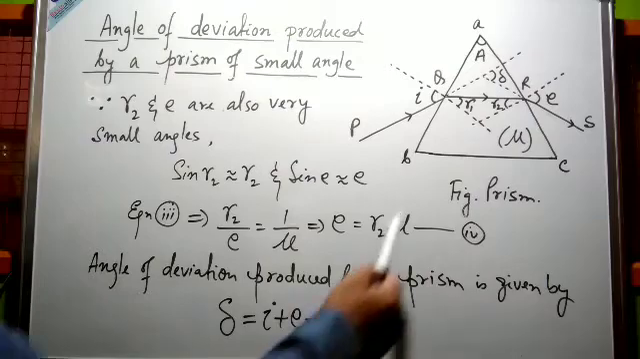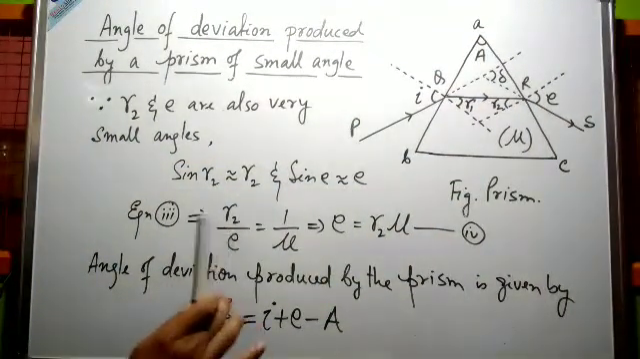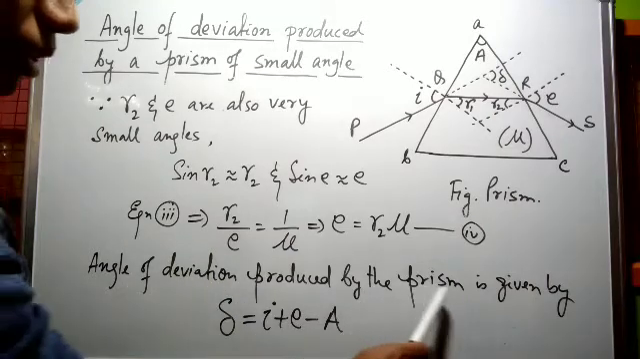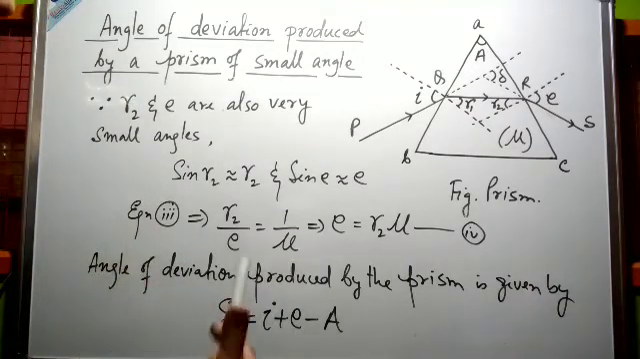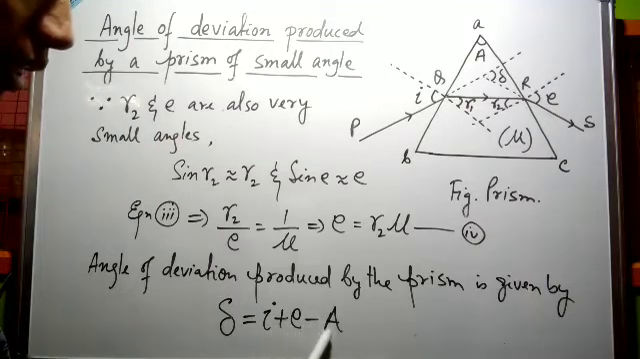Next slide. Now the angle of deviation produced by the prism, delta, is given by delta equal to i plus e minus A. See, this formula is derived. Angle of deviation delta is equal to angle of incidence plus angle of emergence minus angle of prism.